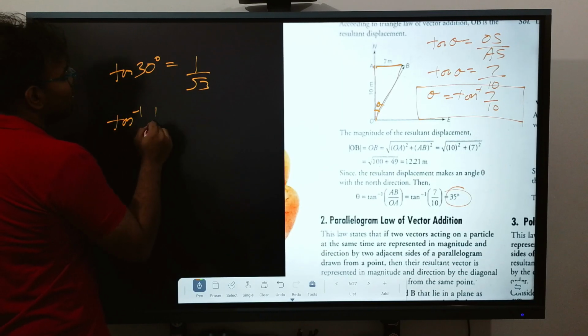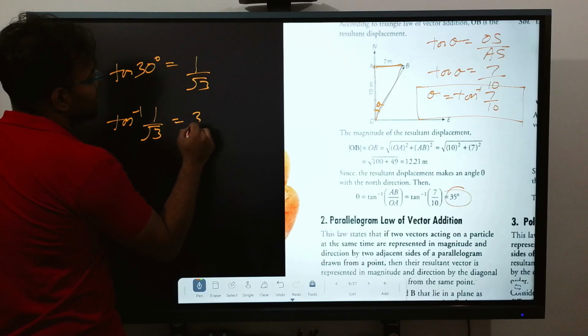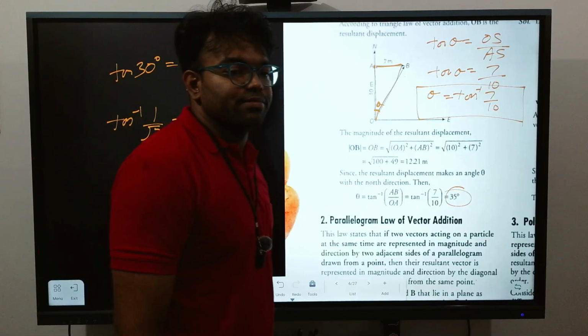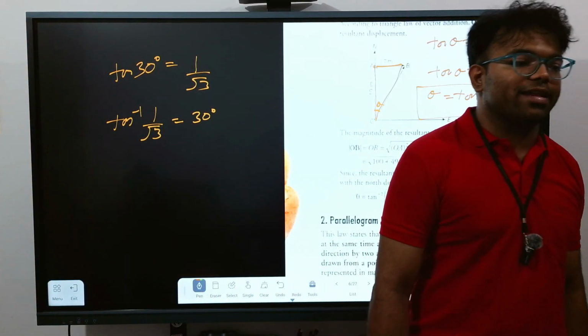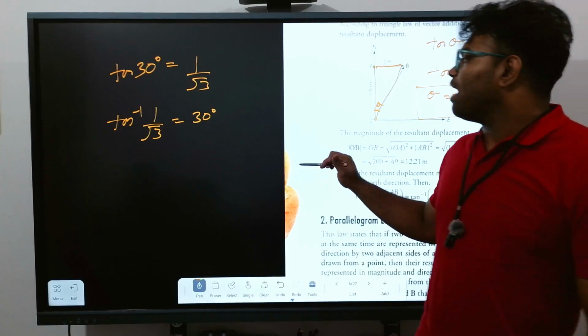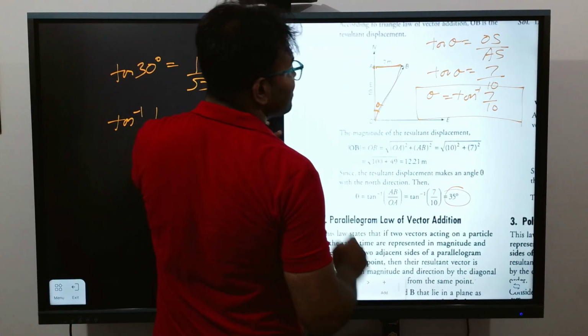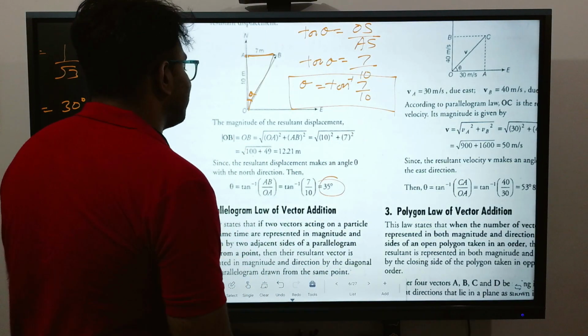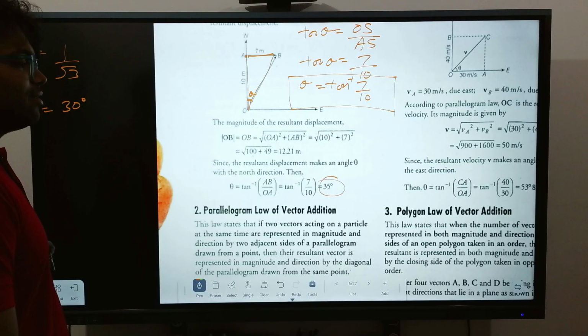Tan inverse 1 upon root 3 becomes 30 degrees. You cannot do this without using a calculator. You need a calculator in hand. Okay, so you only have to solve till here. That's it. Theta is tan inverse 7 upon 10. You use a calculator and then you figure out the final answer.